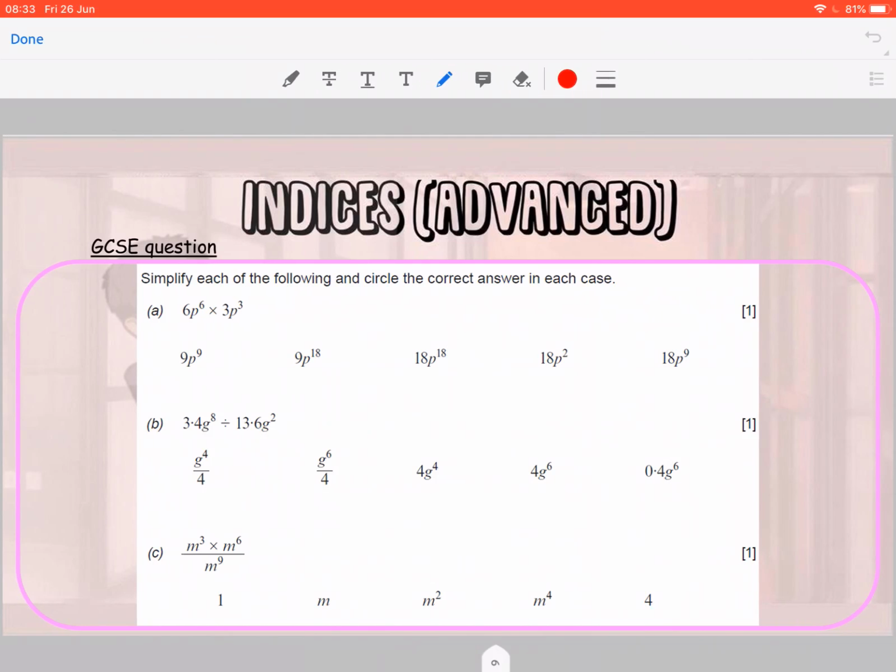6 times 3, the front number, 6 times 3 gives me 18. And then we add the powers together. P6 and P3 gives me P to the power of 9. 18p to the power of 9 is on the end.